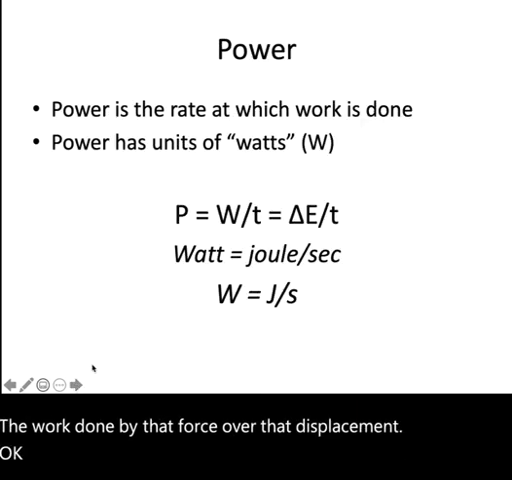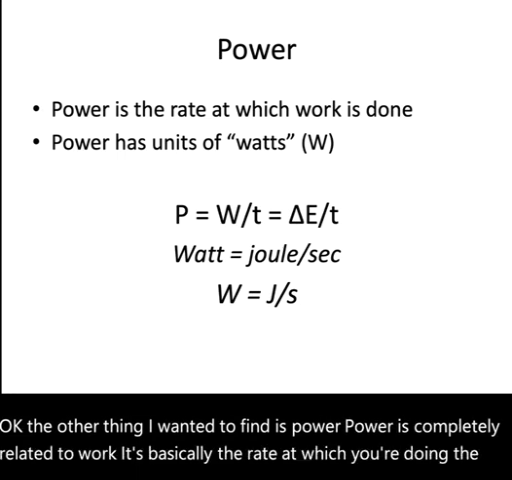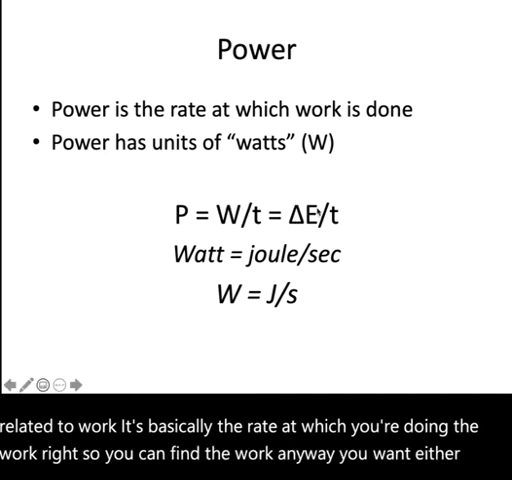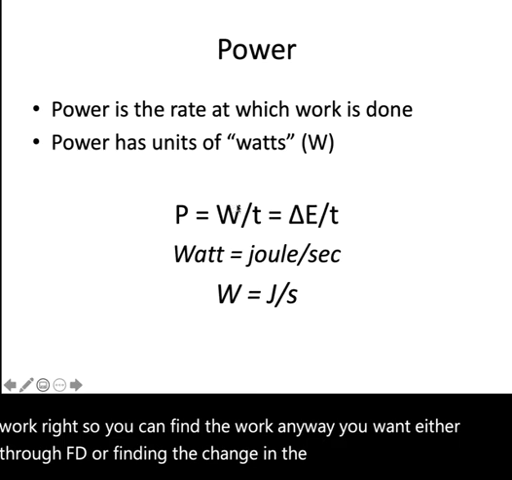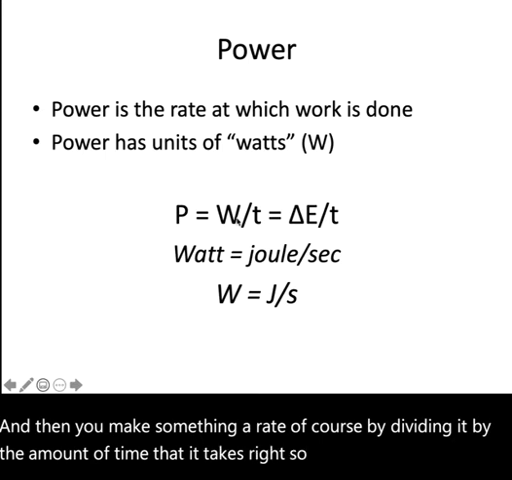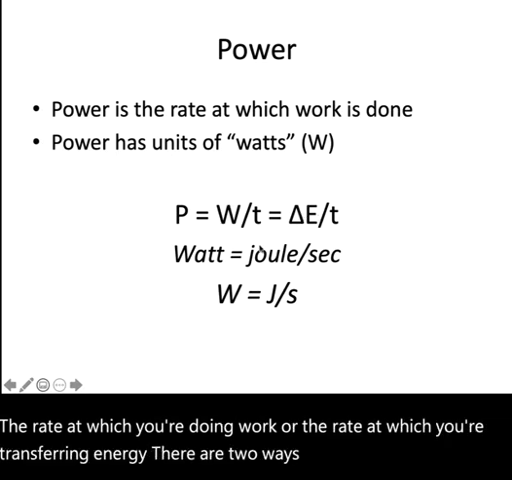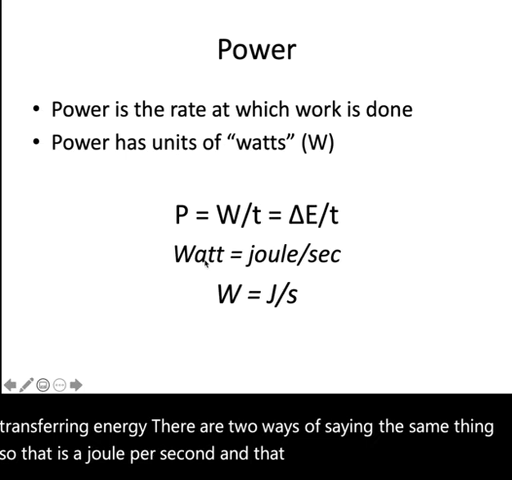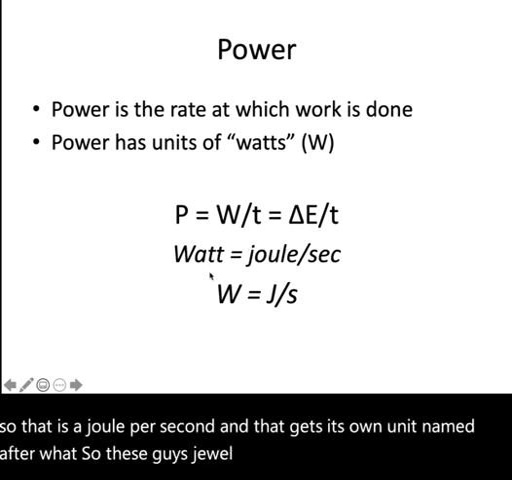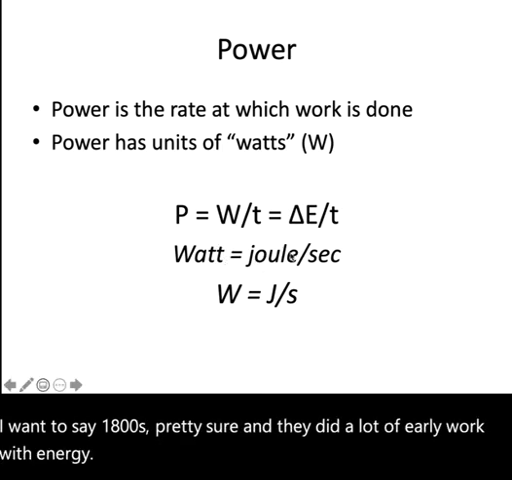Okay, the other thing I want to define is power. Power is completely related to work. It's basically the rate at which you're doing the work. So you can find the work any way you want, either through F dot D or finding the change in the energy. And then you make something a rate, of course, by dividing it by the amount of time that it takes. So power is the rate at which you're doing work or the rate at which you're transferring energy. These are two ways of saying the same thing. So that is a joule per second, and that gets its own unit named after Watt. These guys, Joule and Watt, they're both scientists in, I want to say, the 1800s, I'm pretty sure. And they did a lot of early work with energy. And I think Joule is a French guy and Watt is a British guy.